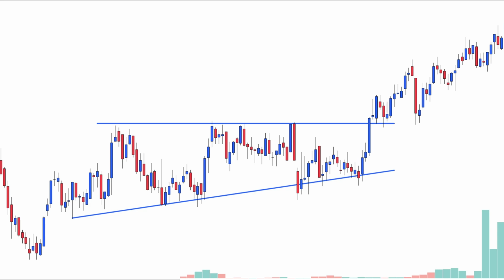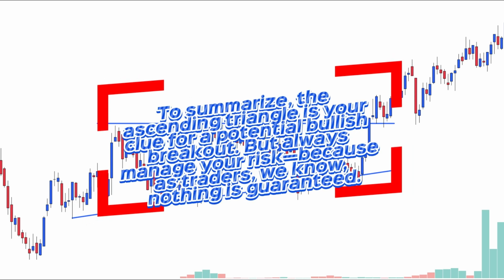To summarize, the ascending triangle is your clue for a potential bullish breakout. But always manage your risk, because as traders, we know nothing is guaranteed.